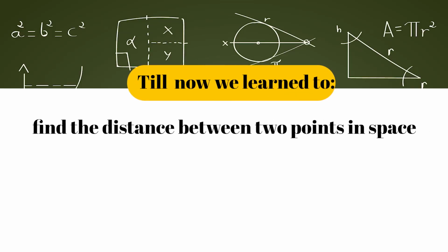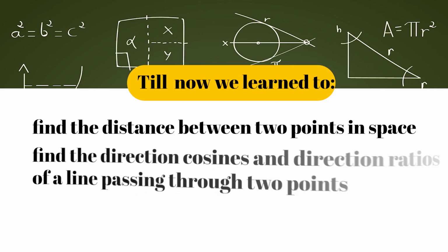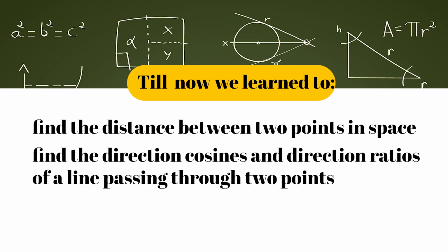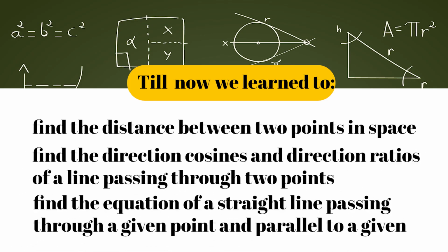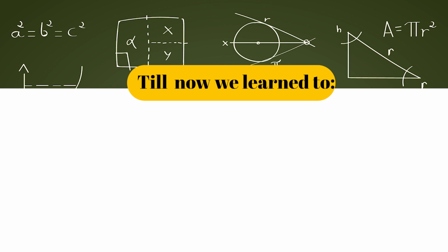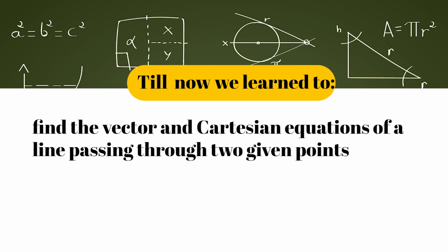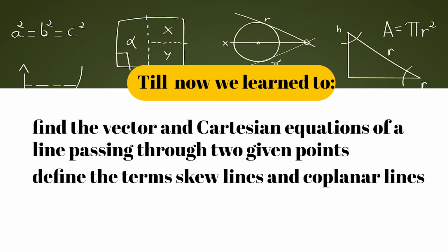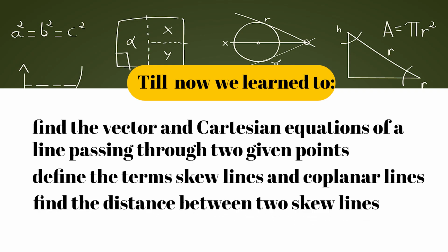extendable to understand 3-dimensional geometry, wherein we understood how to find the distance between two points, how to apply the concepts of direction ratios and direction cosines to determine the equation of the line passing through two points. Apart from this, we understood the different types of equations of the straight line, the vector form, the Cartesian form, the parametric form, and determined when lines are said to be skewed or coplanar. We also determined the distance between skewed lines.